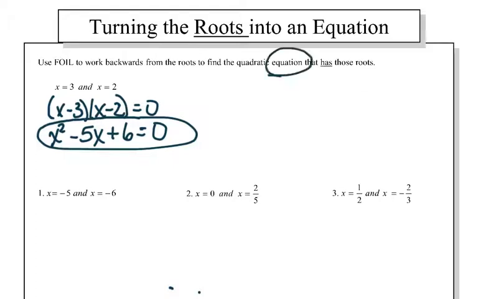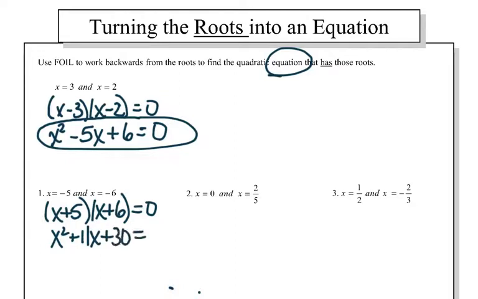Here it would be x plus 5 times x plus 6. But don't forget the equals 0. And if I FOIL that back together, this is the equation that has those roots. Easy peasy, right? This one could be a little trickier for people.